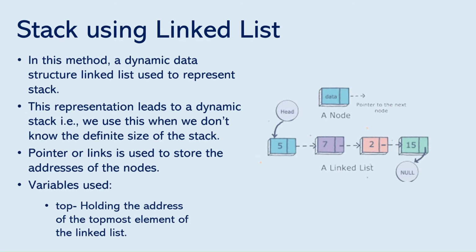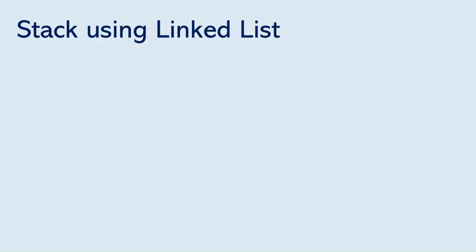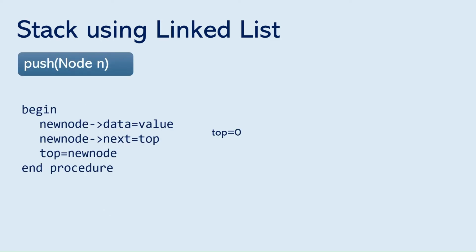Now let's see how stack works using linked list. In this method, a dynamic data structure, linked list, is used to represent a stack. This representation leads to a dynamic stack, that is, we use this when we don't know the definite size of the stack. Pointers or links are used to store the addresses of the nodes, which we just learned, and the variable used is top, holding the address of the topmost element of the linked list, just like how we did in stack using array. Now let's see the basic operations using linked list.